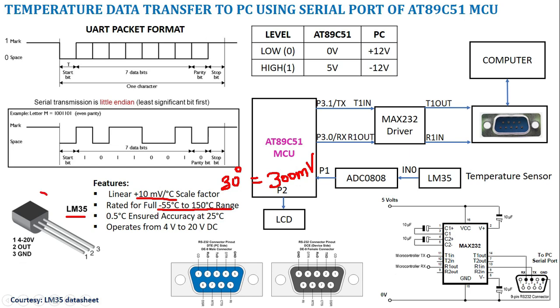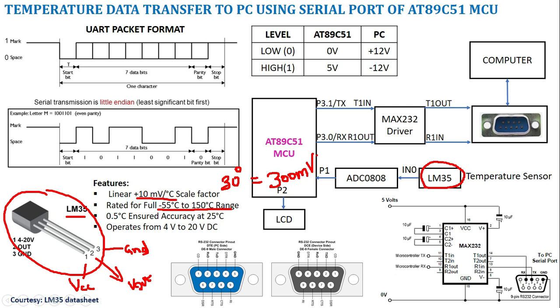It is a 3-pin IC where pin number 1 will be your supply, pin number 3 will be your ground, and pin number 2 will be the analog voltage signal. This analog voltage signal will vary with respect to the temperature. So we will be interfacing this LM35 IC to your AT89C51 microcontroller.